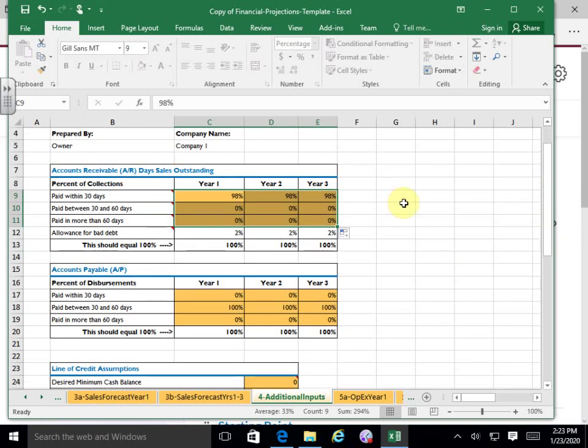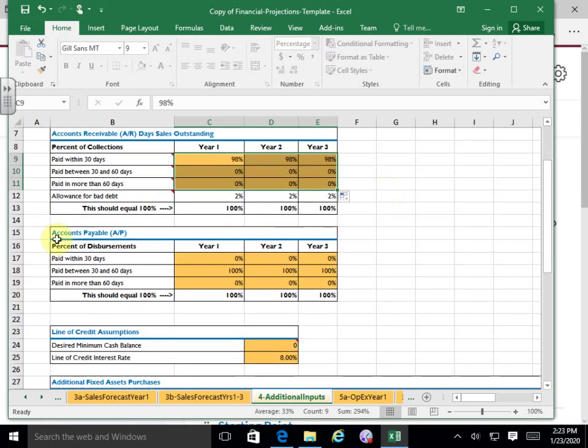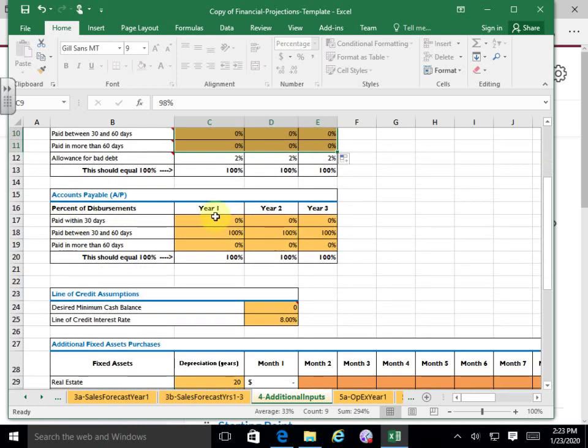So think about your own business, how you get paid, and make some good estimates based on that. Because this has a lot to do with your cash flow when we get to cash flow, so it's good to see. And then accounts payable, same thing, kind of when you're going to pay your bills, right?